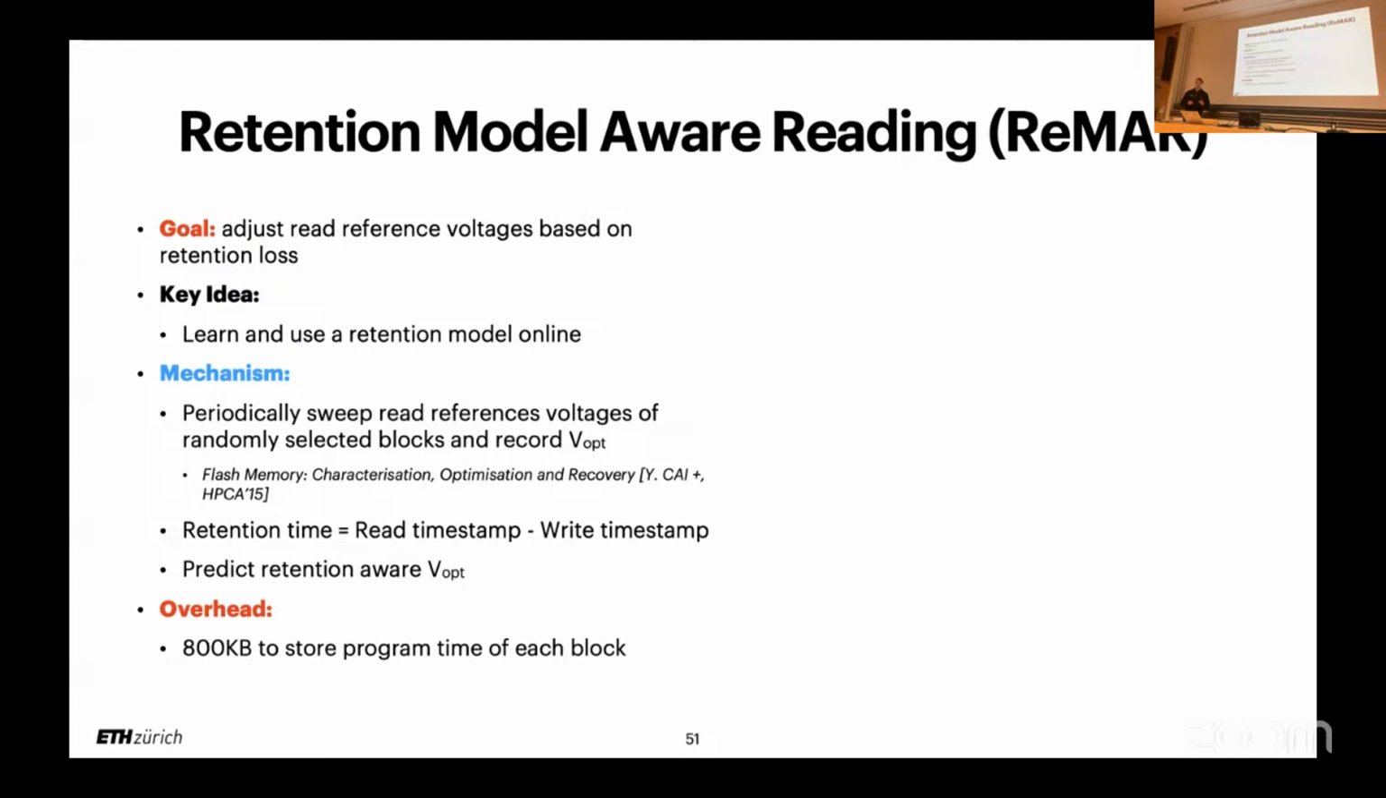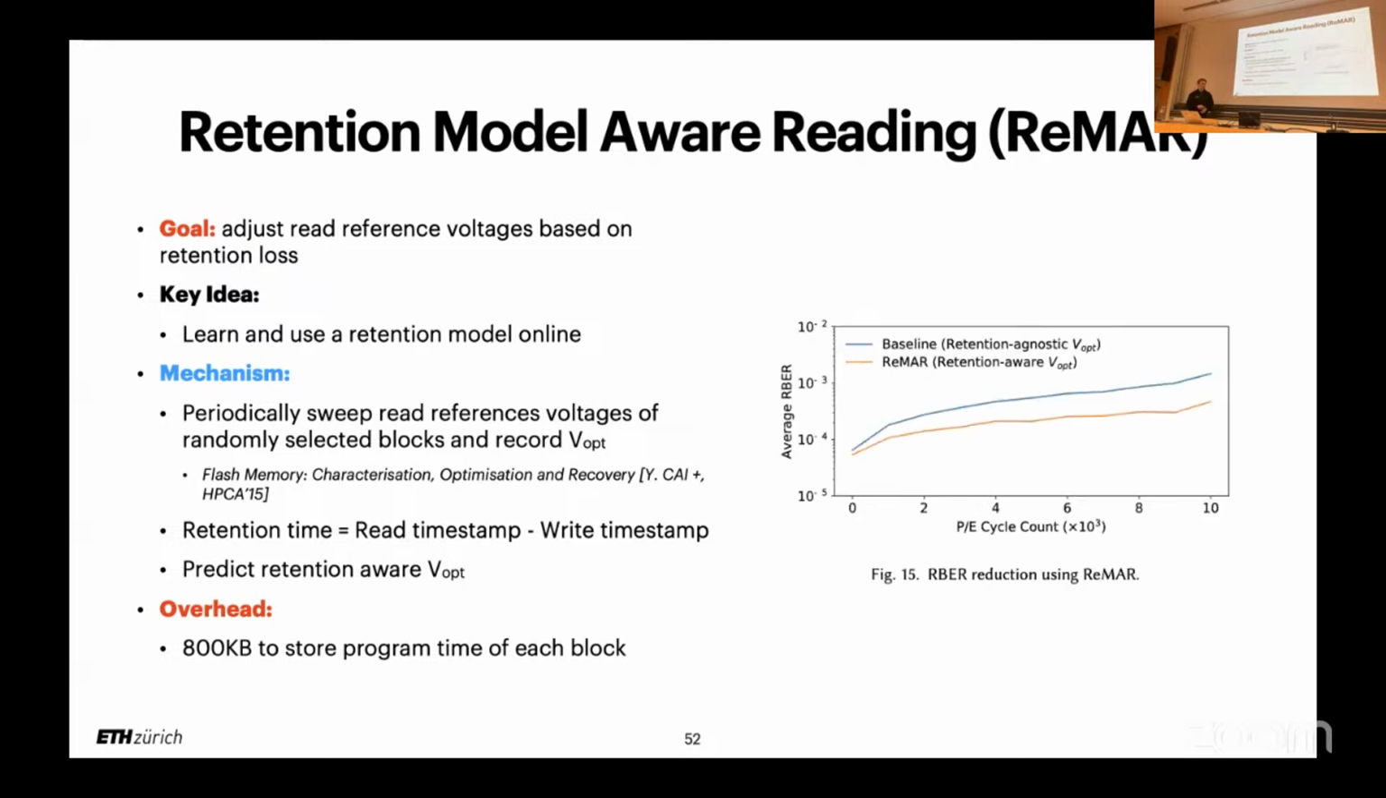And using this data, they construct the model online, and they also store the timestamp of when they programmed a cell. And then whenever you want to do a read, you look at the current time and you find the difference between the program time and the current time. And this gives you basically a way to look up and predict the optimal voltage to read with. The overhead for this is about 800 kilobytes for a 1 terabyte amount of data, which is quite small. So this is also quite good.